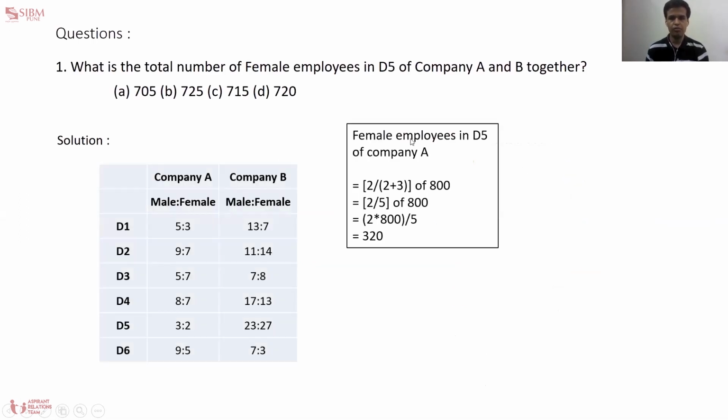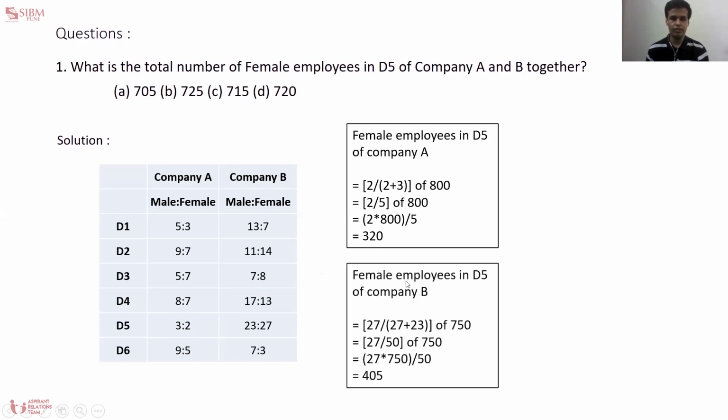For calculation of female employees in D5 of company A, we have got the total number of employees in D5 as 800, which is shown over here. And now calculating the number of female employees in D5, we have a ratio of 3:2, which is the number of male employees to the number of female employees. So for calculation of female employees, we will have to take 2 divided by the total of male and female. So 2 plus 3, that is 5. So 2 by 5 of 800 comes out to be 320.